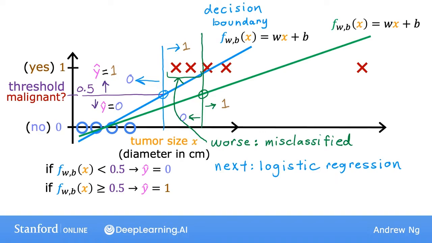By the way, one thing confusing about the name logistic regression is that even though it has the word regression in it, it's actually used for classification. Don't be confused by the name, which was given for historical reasons. It's actually used to solve binary classification problems where the output label y is either 0 or 1.